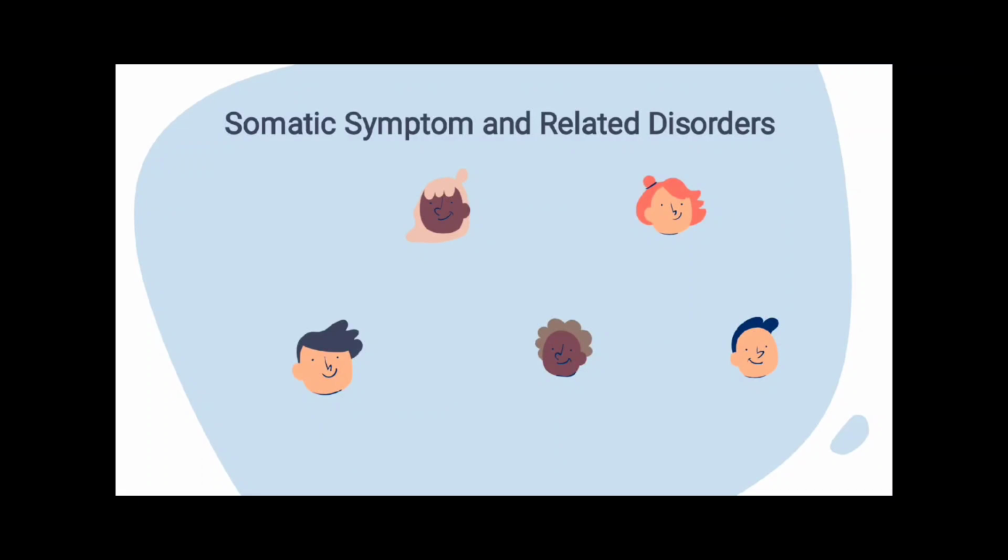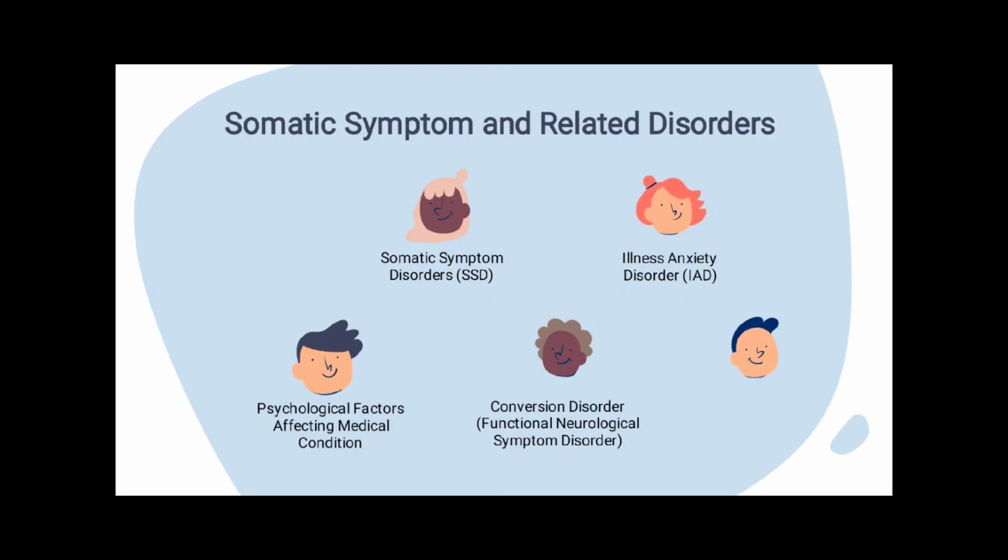To explain further the topic, somatic symptoms and related disorder is categorized into two parts. First is involuntary and second is voluntary. Under involuntary are somatic symptom disorder or SSD, illness anxiety disorder or IAD, and conversion disorder, while the remaining two, factitious and malingering, belong to voluntary.